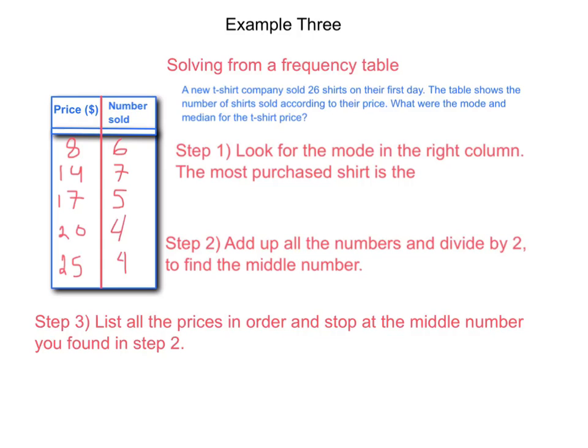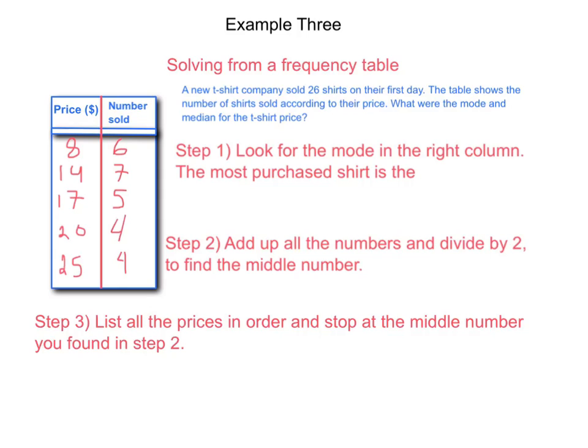So that means that we can see that these are different shirts that sold for different prices. So when we look here, this $8 shirt, they sold 6 of them. The $14 one, they sold 7 of. 5 of the 17, 4 of the 20, and 4 of the 25. So we need to figure out our median and our mode for our shirt prices.